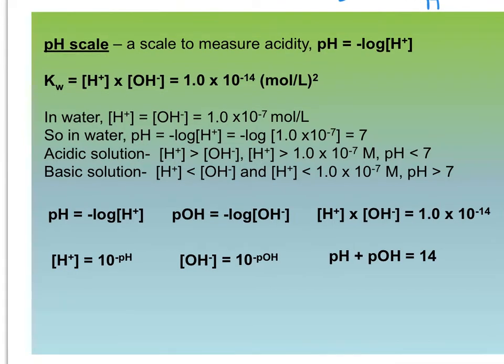So if you look at any solution, we said if you take the H plus times the OH minus concentration, that's equal to 1.0 times 10 to the negative 14, and that's equal to Kw. In a neutral solution, like water, the H plus is equal to the OH minus concentration, which is 1.0 times 10 to the negative 7th molar. So in water, if I want to calculate the pH, we said pH is equal to negative log of the H plus concentration. So it's equal to negative log of 1.0 times 10 to the negative 7th, which is equal to 7. That's why the pH of neutral solutions is 7.